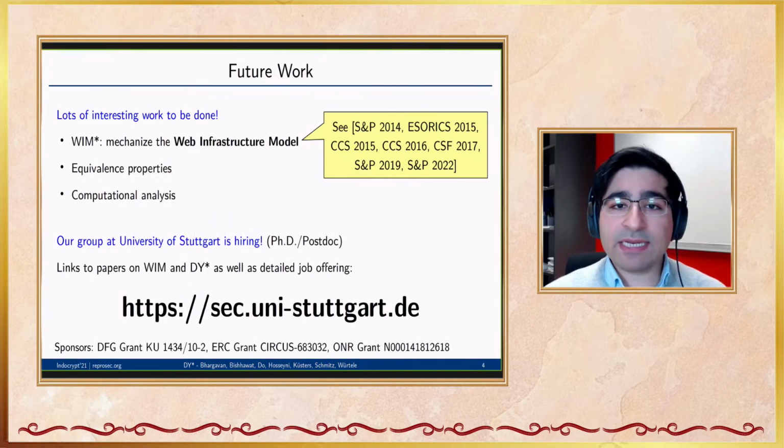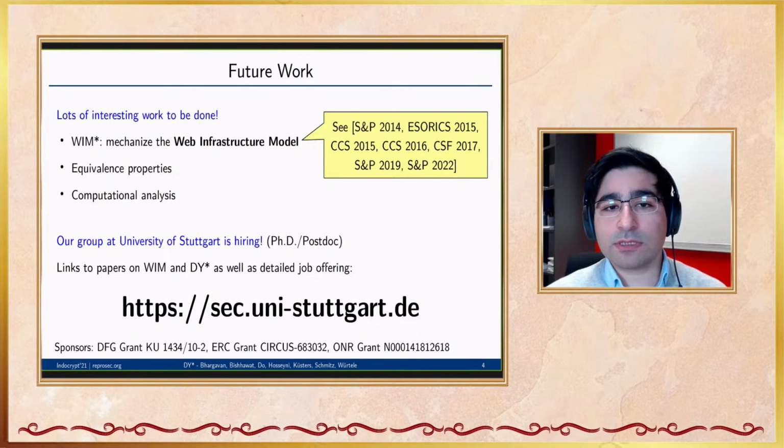So with F star being new, there is lots of interesting work to be done. For example, we want to implement the web infrastructure model on top of DY star. The web infrastructure model is the most detailed formal model of the web and was successfully used for many analyses so far. We also plan on extending DY star with equivalence properties and computational analysis capabilities.